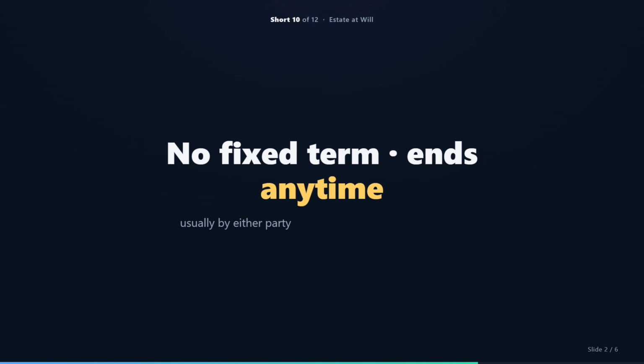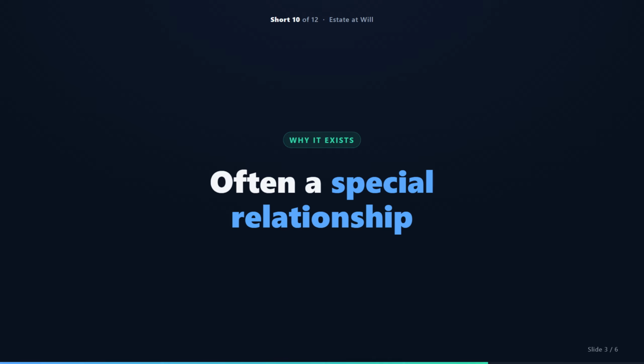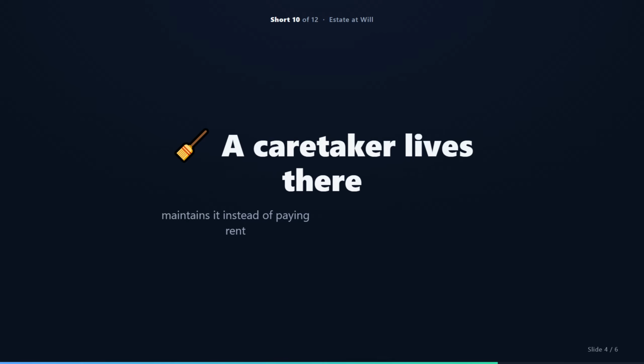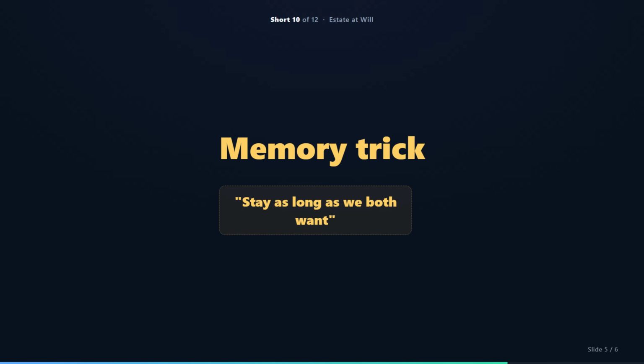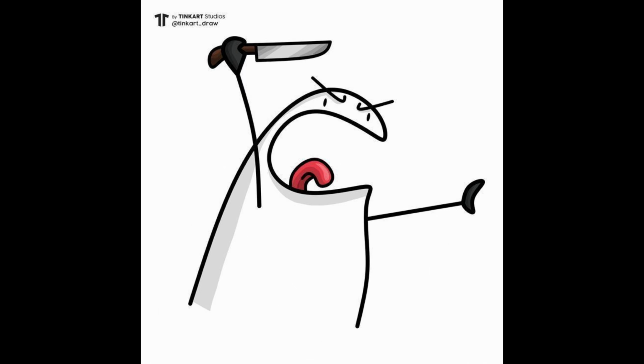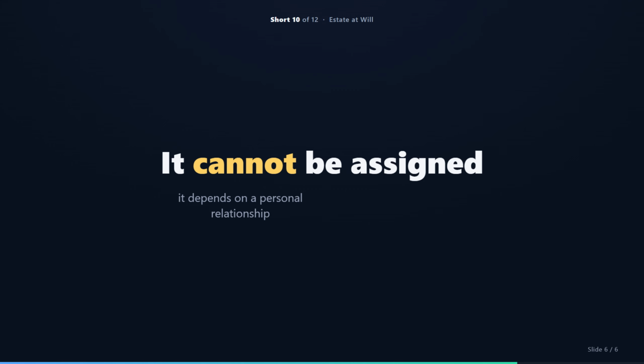Estate at will, type 3. This is where students get confused, so go slow with me. There's no fixed term, and it can be terminated at any time, usually by either party. Why does it exist? Often there's a special relationship. Picture a caretaker who lives on the property and, instead of paying rent, maintains it. The memory trick: estate at will means stay as long as we both want. The moment one side says no more, it ends. And because it depends on a personal relationship, an estate at will cannot be assigned.